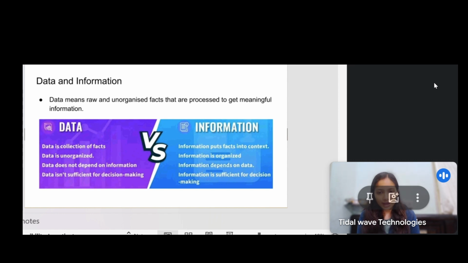Data is a collection of facts is the first one. Information puts facts into context. So data is unorganized, information is organized. Data does not depend on information, information depends on data. Data isn't sufficient for decision making, information is sufficient for decision making. For decision making you need not get unstructured data, right? You need structured data for decision making.